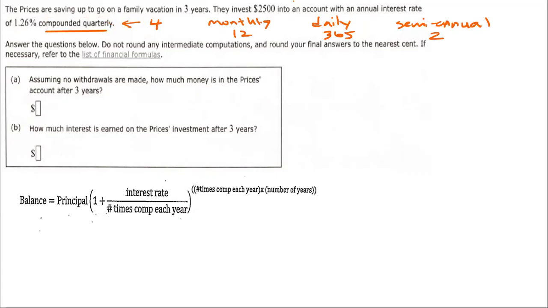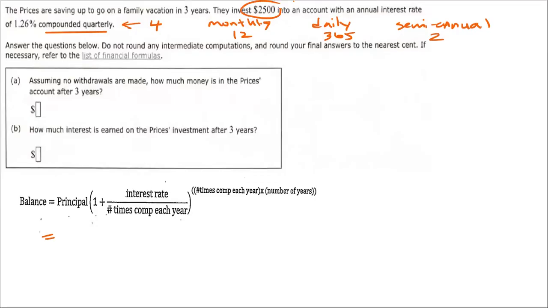Okay, so again, we're going to be using this formula here. We want to find out, assuming no more withdrawals are made, how much money is in the Prices' account after 3 years. So the principal, or the amount invested, is going to be the $2,500. Okay, so $2,500 has been invested into the account. So we have 1 plus the interest rate. The interest rate is 1.26%.